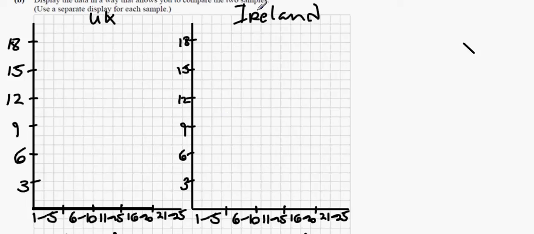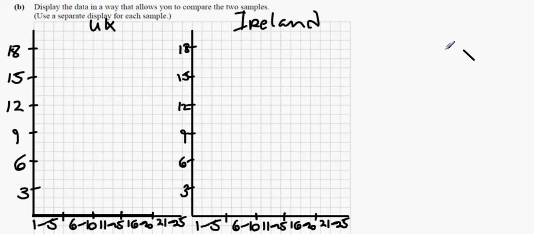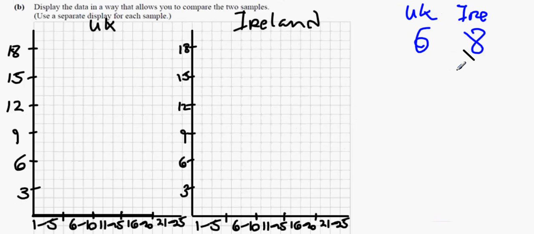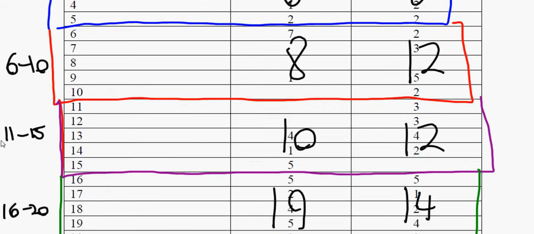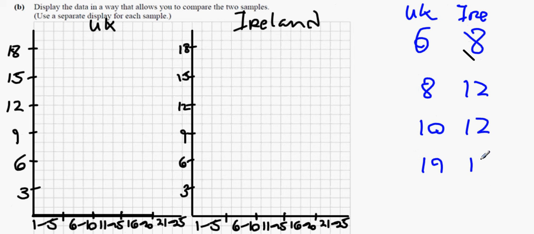Okay, so what we're looking to do next is find out the numbers of each one. So we go back to the previous page. So it's 6 and 8 for the first two, UK versus Ireland. 8 and 12, and 10 and 12. Next one after that is going to be 19 and 14. And then the one after that would be 7 and 4.